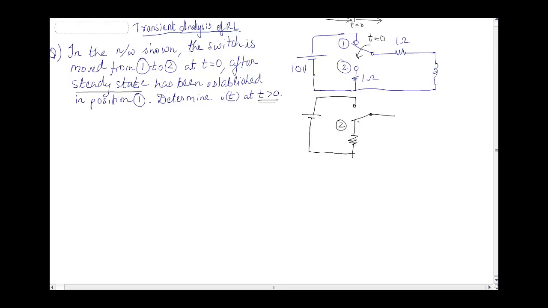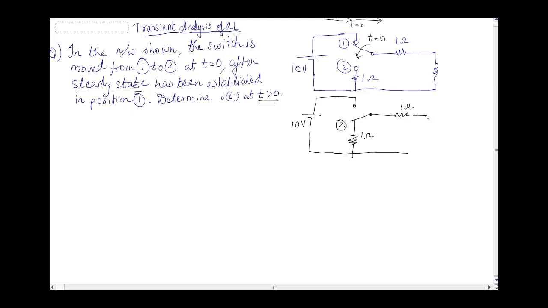This portion is not connected to the circuit, so we can say that it will not be a part of the circuit. Let it remain there. Then we have the remaining portion, which is a 1 ohm resistor. Similarly here it is 1 ohm. Then we have the inductor.